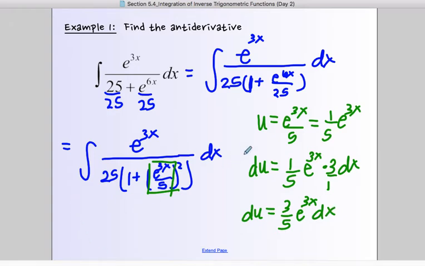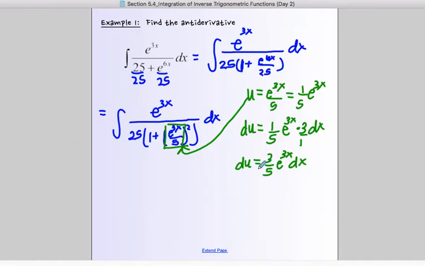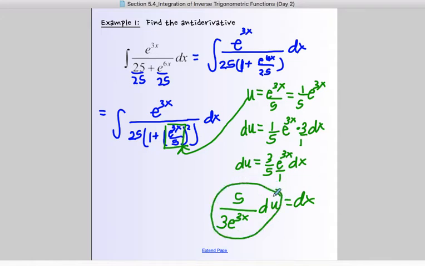And I'm going to sub this in here, and I'm actually going to solve for what dx is. In order to get dx by itself, I would multiply by the reciprocal of this, and I would have to divide, this is really over 1, divide by e to the 3x. So I will have 5 over 3e to the 3x du equals dx.